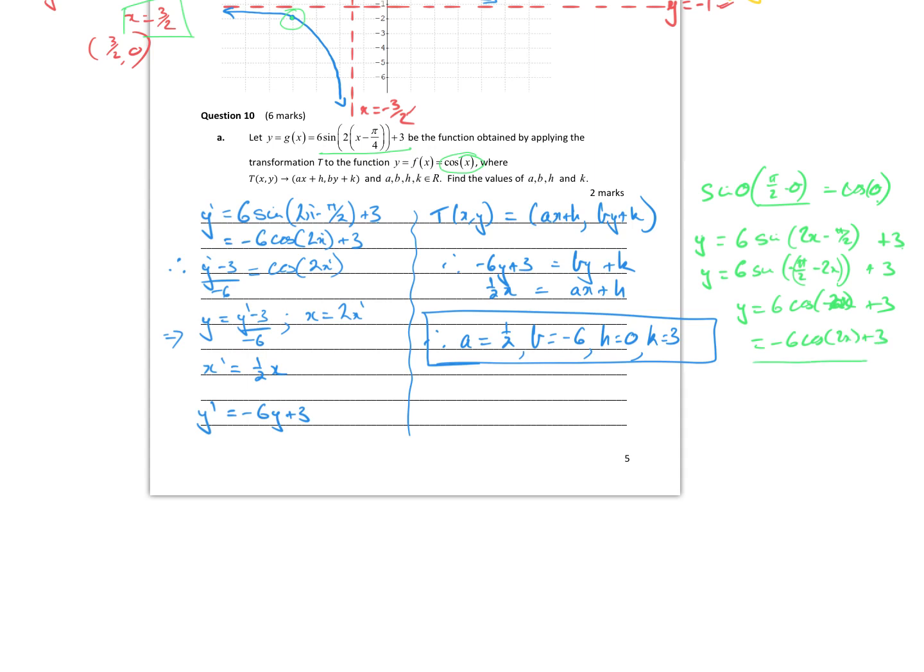So I haven't done any transformations yet. I've just used that compound angle formula, okay? So that's what I've ended up with here in the second line on the left. I've rewritten my function as negative 6 cos 2x plus 3, and now it's really easy to compare it to the cos x function. So I've got y is equal to, so let's bring the 3 across, from negative, divide by negative 6 equals cos 2x.